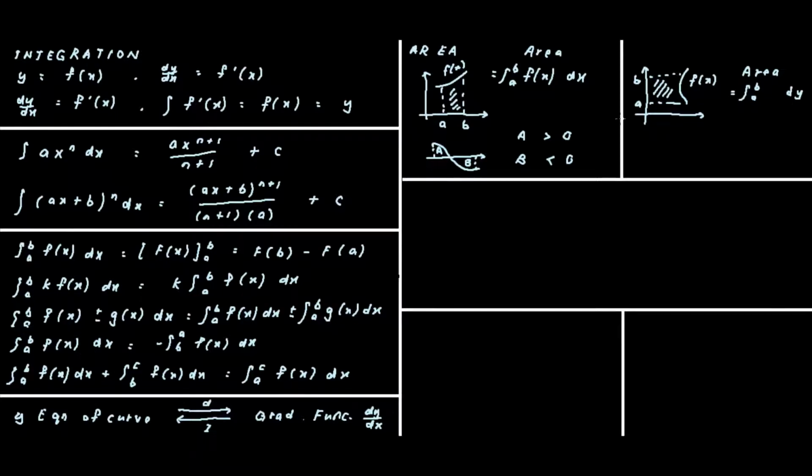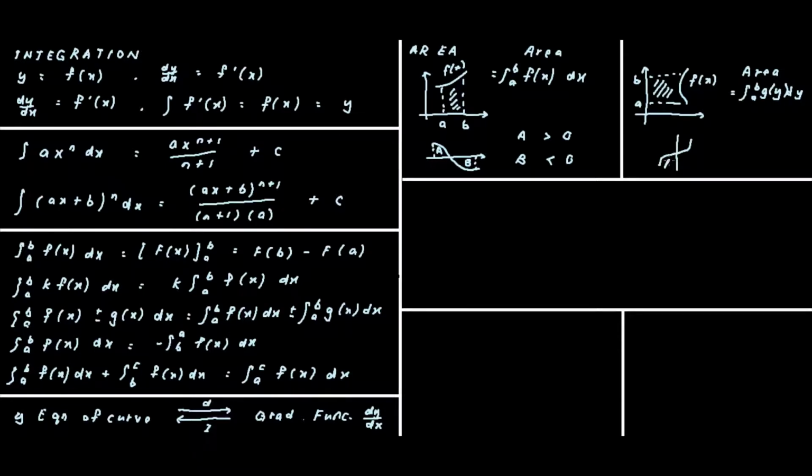As I mentioned previously, if it's an area between the curve and the x-axis, then you use dx, so your function must be in terms of x so that you can integrate in terms of x. If you have something bounded by the curve and the y-axis, you will do integration with respect to y. Since you are integrating with respect to y, your function will be in terms of y. The same thing, but in this case it will be like this.